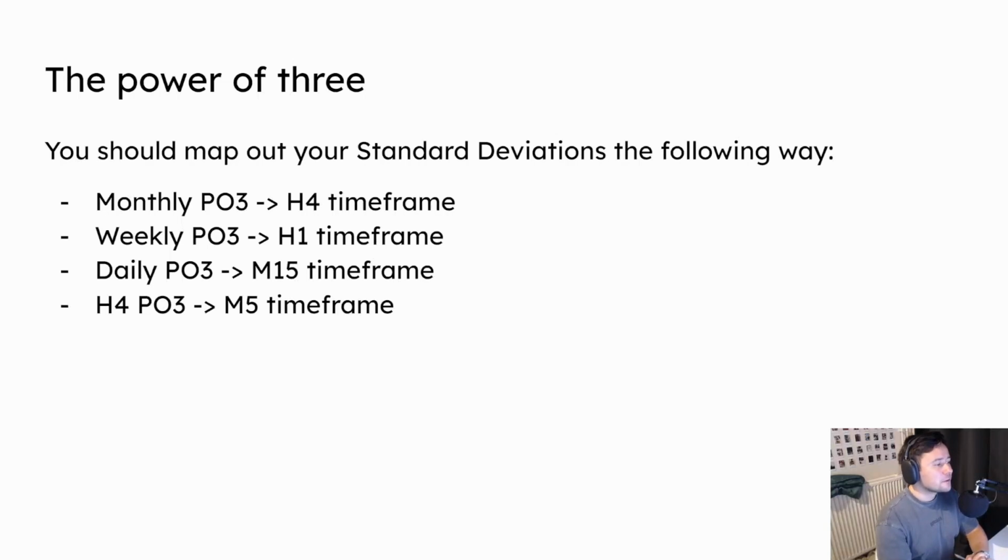Keep in mind that price is fractal, so this could be applied towards multiple time frames. When we take a look at the power of 3, we need to have time frame alignment to determine how we should map out those standard deviation areas. When we are considering the monthly PO3, we need to look at the 4-hour time frame. For the weekly, we need to look at the 1-hour time frame. A daily power of 3 is for the M15 time frame. And for the H4 PO3, we look at the M5 time frame. So for a PO3, we need to have certain time frames we need to map out those standard deviations on. In today's video, I will be covering the weekly PO3, so we will be mainly looking at the 1-hour time frame.